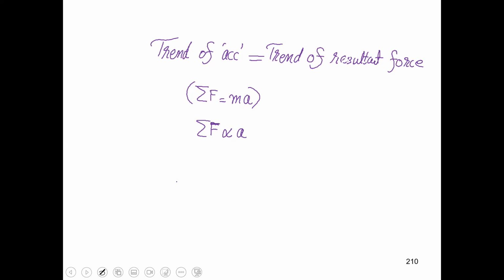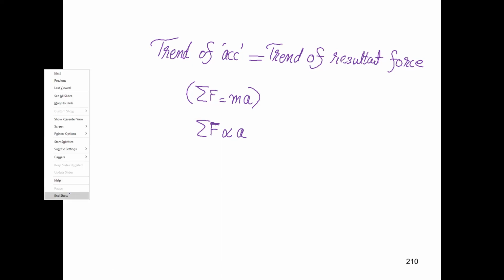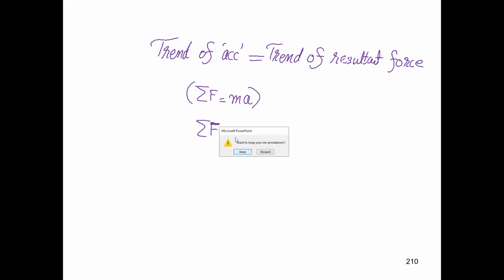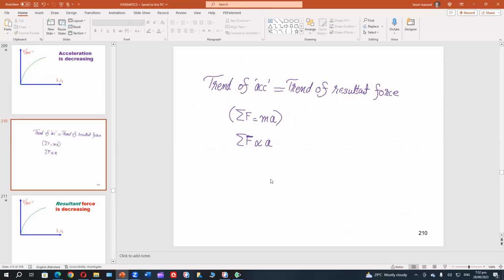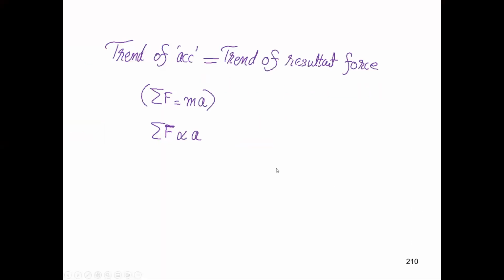These are called connected graphs. The graph itself is not telling anything about resultant force. The graph itself is actually commenting on acceleration. But we have a connection that the trend of acceleration is the trend of resultant force, and resultant force is directly proportional to acceleration. So we read the given graph.